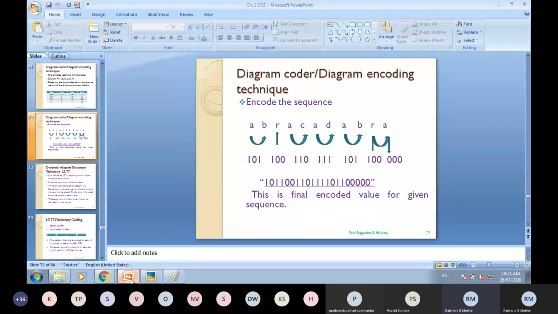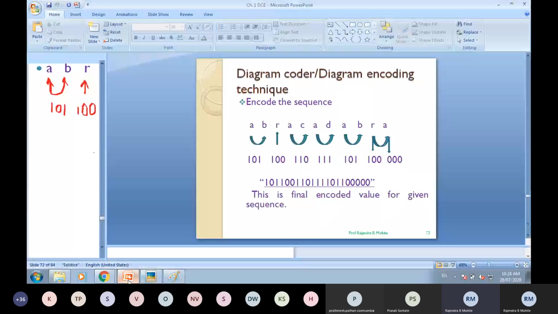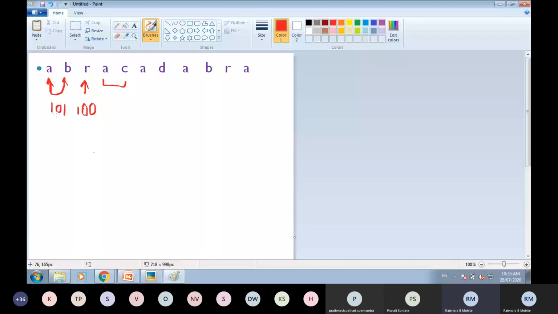So moving towards the next, for AC, I am representing the code after AB. So A is 4, AB is 5, and AC it is 6. So for that purpose, 110. AC is represented as 110.